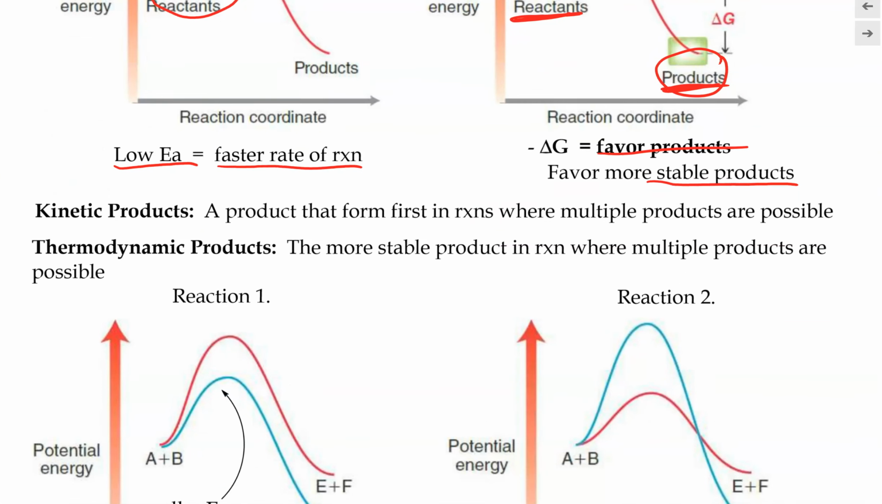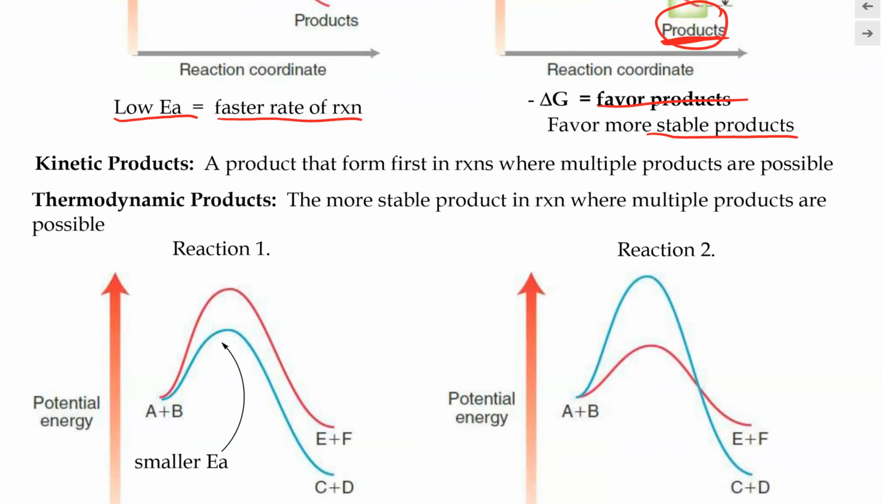And now, kinetic products. Kinetic products are basically the product that forms in a reaction where multiple products are possible. So many reactions can have various types of products depending on the pathway that occurs. So in a reaction where different paths can occur, which one forms first? Whichever product can form first, we refer to as the kinetic product. And again, the kinetic product is the product that can form first in a reaction where multiple products are possible.